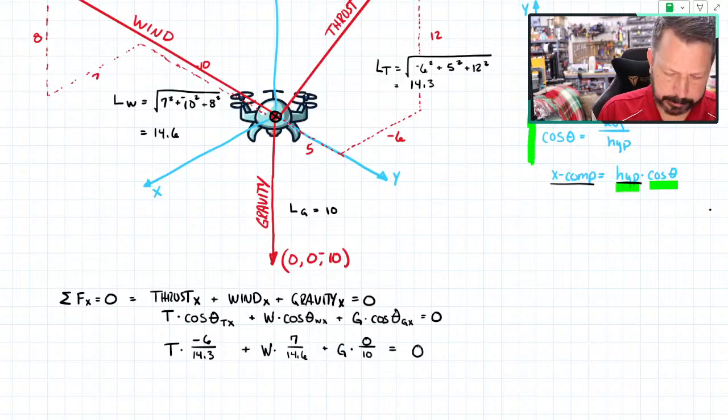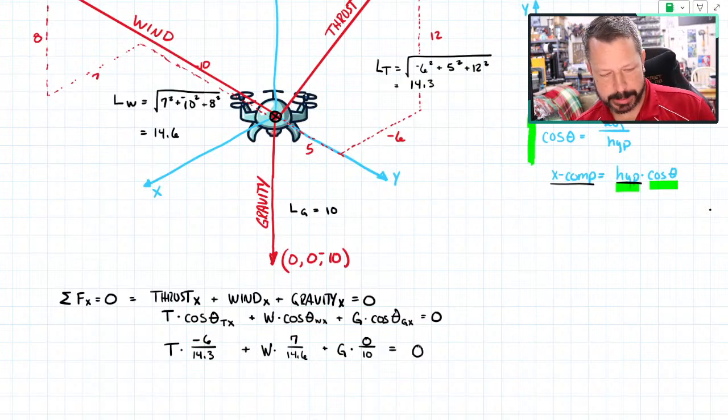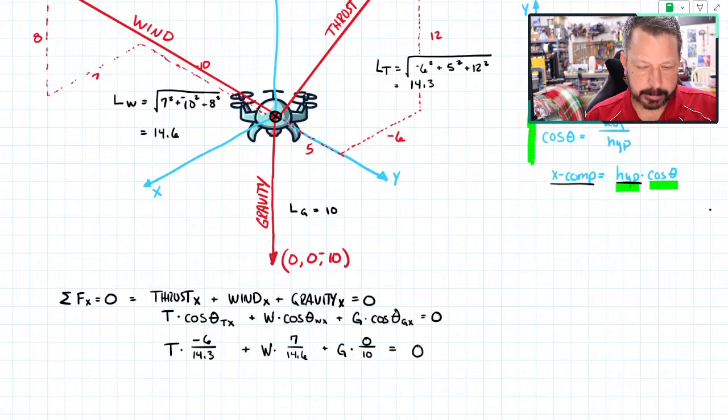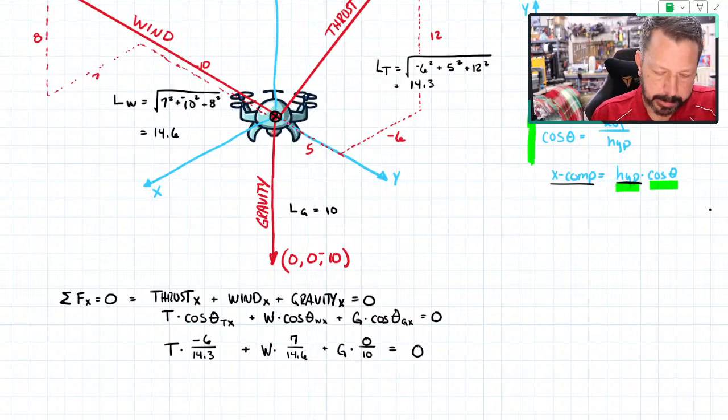Okay, I think that's fine. I'm trying to see if we've got a problem, but I think that's fine. All right. I think because I wrote gravity as its own vector, it's going to give us a little bit of a weird situation, but that's okay. All right.